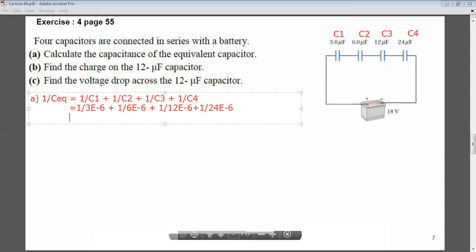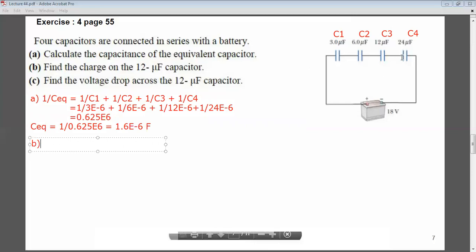This will give you 0.625 e to the 6. Then in order to get C equivalent, you flip it. So C equivalent is equal to 1 over 0.625 e to the 6. On your calculator, you put 1 over answer, and you will get this to be 1.6 e to the minus 6 farad or 1.6 microfarad. Okay, part B.